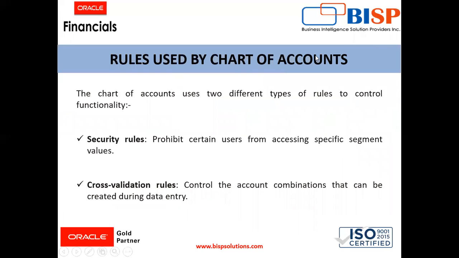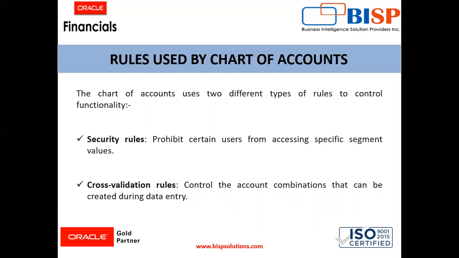The rules which are used by the chart of accounts can be of two types, security rules and cross-validation rules. Security rules prohibit certain users from accessing specific segment values. These security rules are applied at the segment level. For example, you can create a security rule that grants a user access for only his or her department. Cross-validation rules are applied at the account level. They control the account combinations that can be created during data entry.